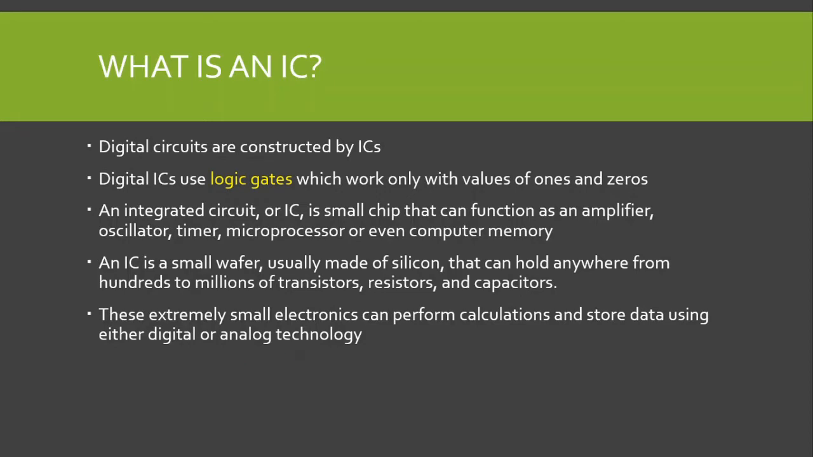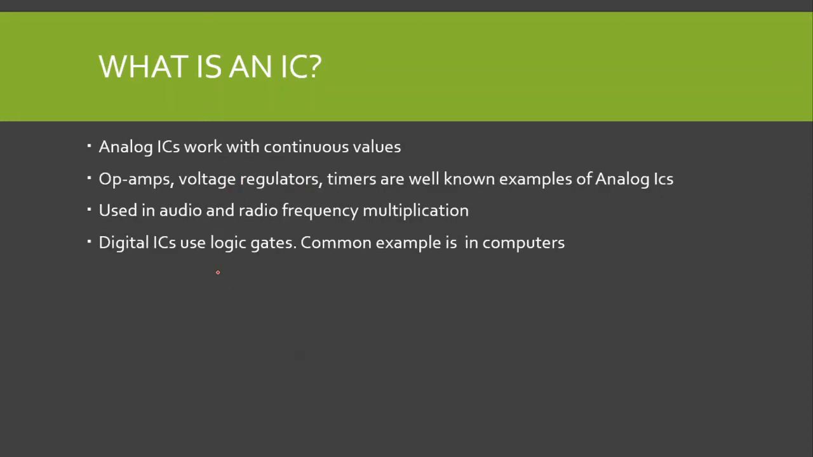Now we have two types of ICs, analog ICs and digital ICs. Analog ICs work with continuous values. Op-amps, voltage regulators, timers are well-known examples of analog ICs. And these analog ICs are used in audio and radio frequency multiplication. Digital ICs use logic gates, the AND gate, NOR gate, NAND gate, etc. A common use of digital ICs is in computers.